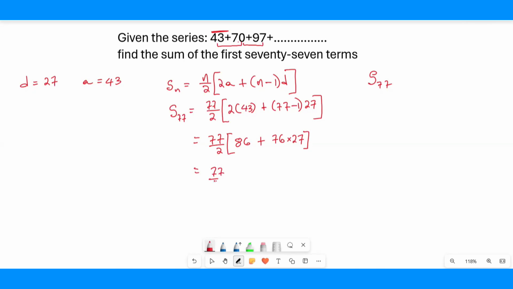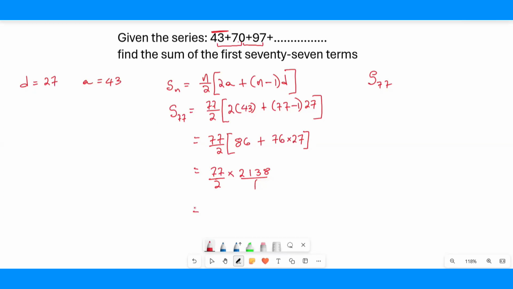So let us go inside the bracket and work out what we have. We multiply 76 times 27, and then we add 86 to that. This is going to give us 2,138 inside the bracket. So all we've got to do is multiply that by 77, then divide it by 2.